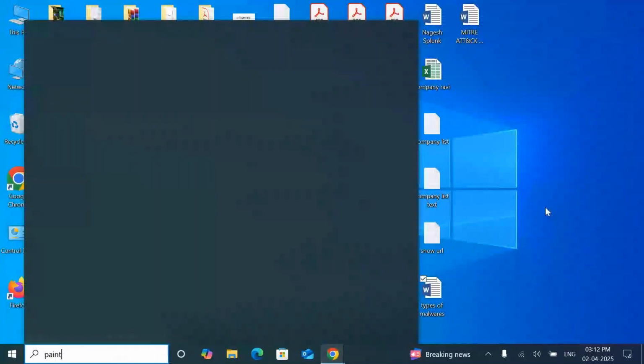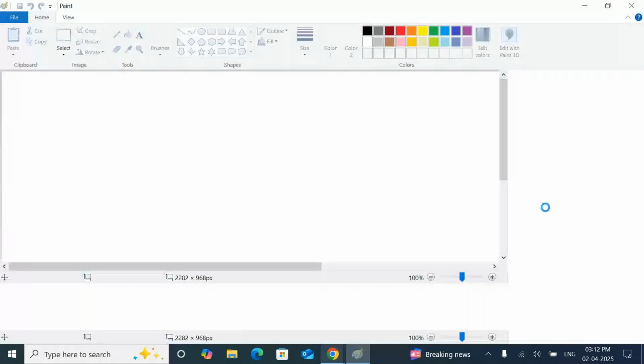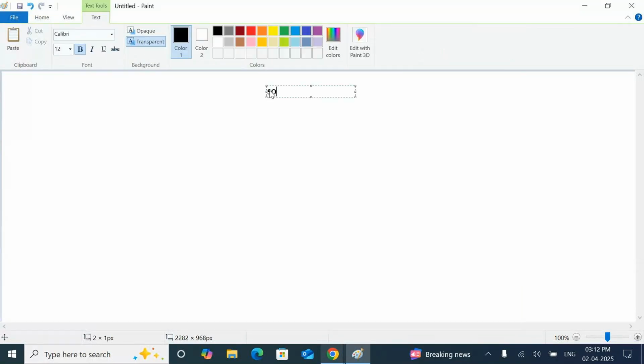Let's start the session. Actually, we met today here because of the SOC demo class. First of all, I would like to know about what is a SOC analyst. This is the word we need to discuss.